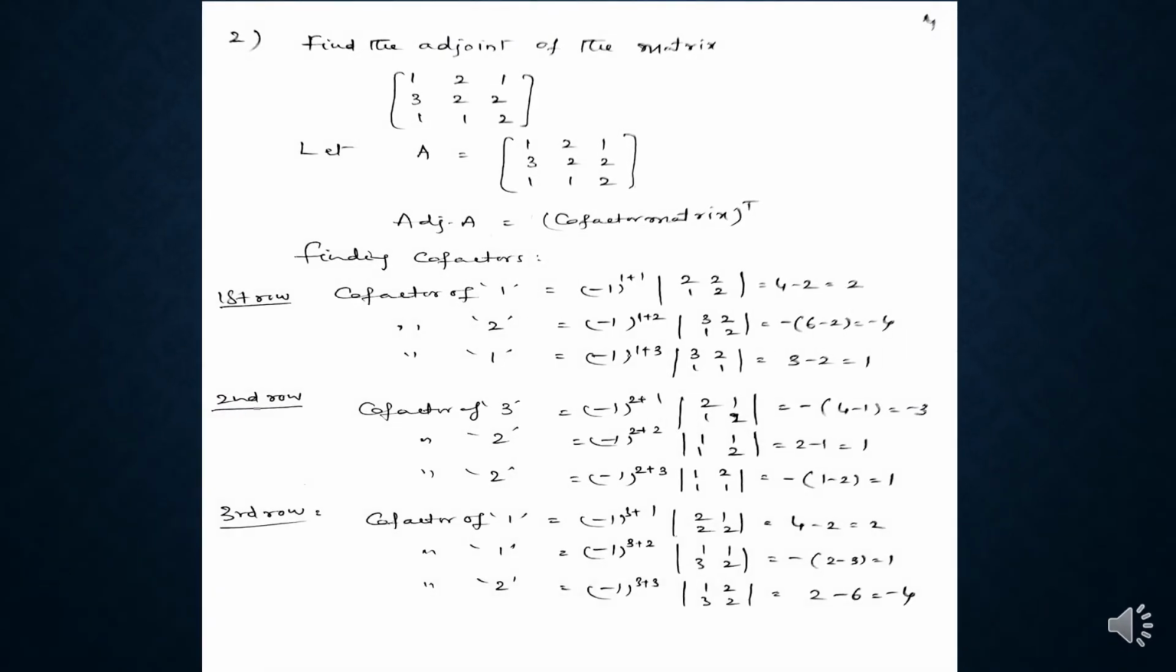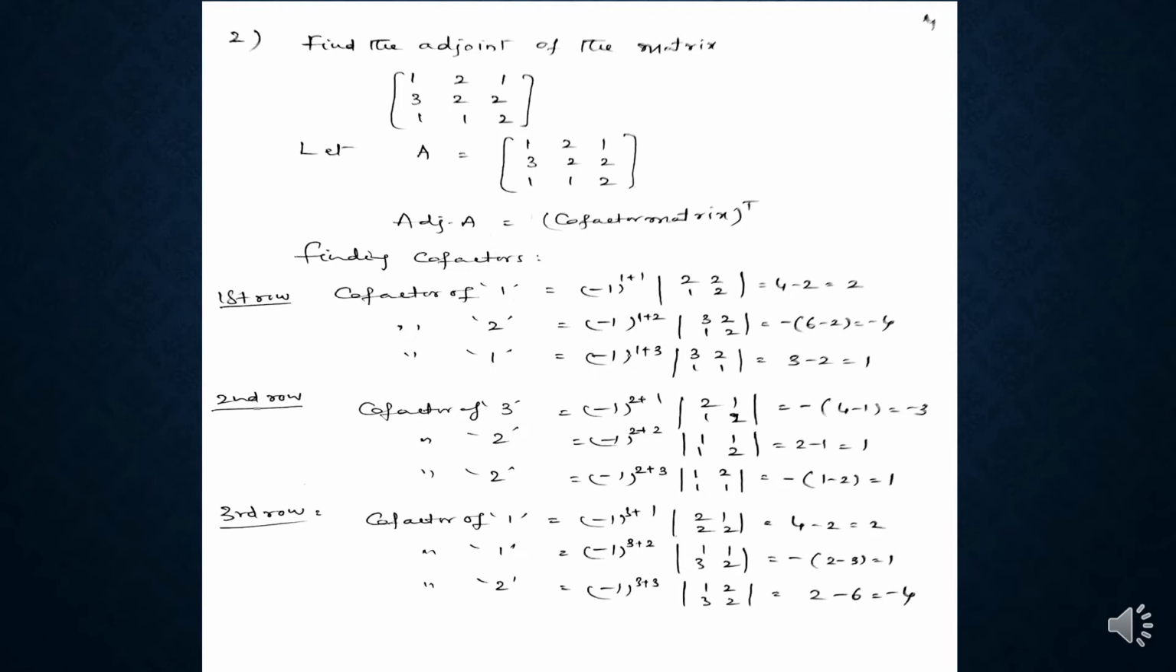Next problem, find the adjoint of the matrix [1 2 1; 3 2 2; 1 1 2]. So we have a 3 by 3 matrix, and let us take this as A, and we have to find the adjoint of A. To find the adjoint of A, at first we have to find the cofactor of each and every element in the matrix. After finding the cofactors, we put those cofactors in their places, which is called the cofactor matrix. Then by transposing that cofactor matrix, we will get adjoint A.